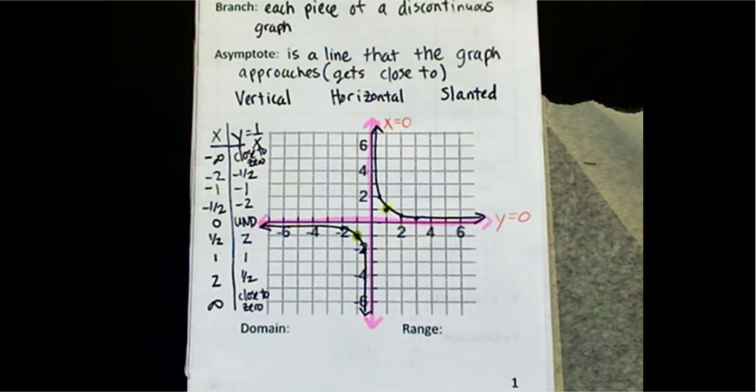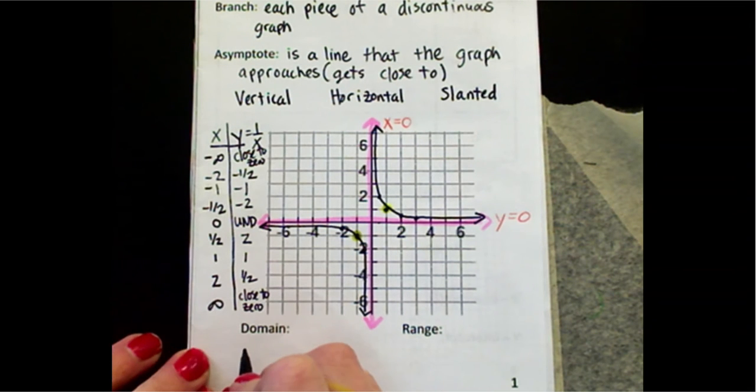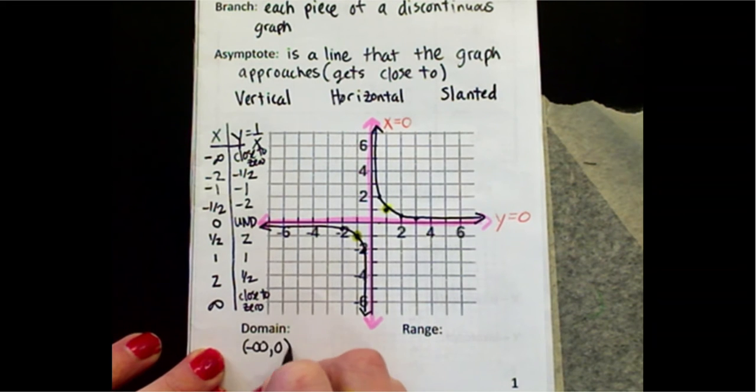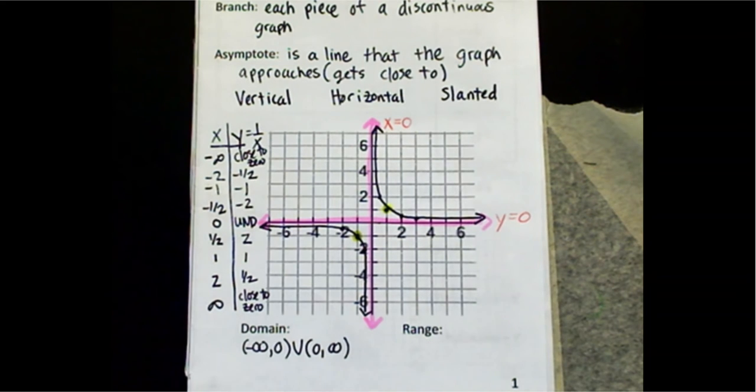Okay, we're going to write in the domain and range because I've got 2 pieces of the graph. I'm going to have 2 pieces of domain and range. Okay, so the first one is going to go -infinity to 0, union, 0, all open. We go left to right on the graph.